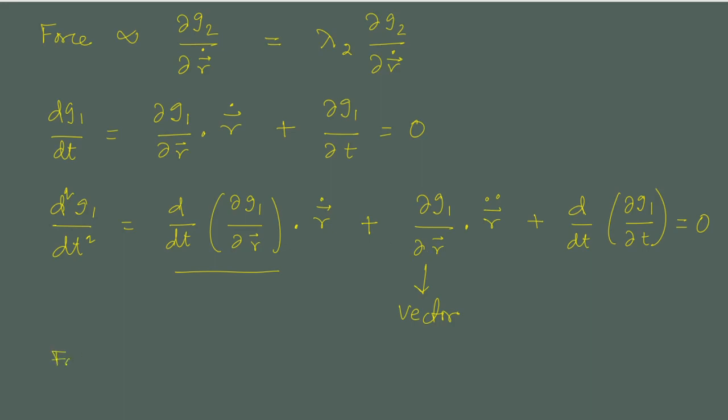So as such, force from this particular constraint would be proportional to del G1 del R and would be equal to some unknown proportionality constant times del G1 del R. So now we have a good situation in the sense that we can write down the equation of motion: mass times acceleration, and we have the external force acting on it, and then there are two constraint forces, one coming from the holonomic constraint and the other coming from the non-holonomic constraint.